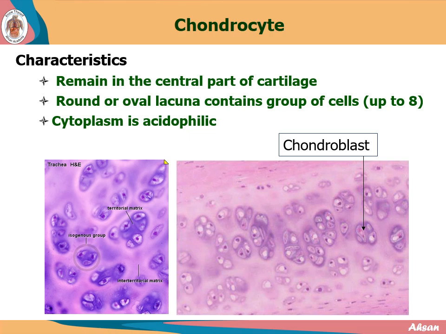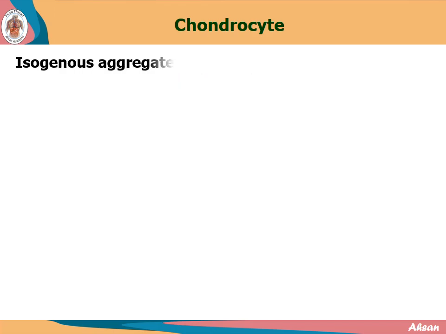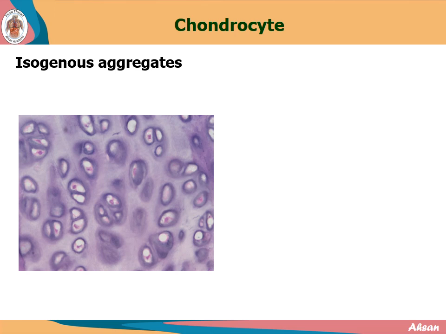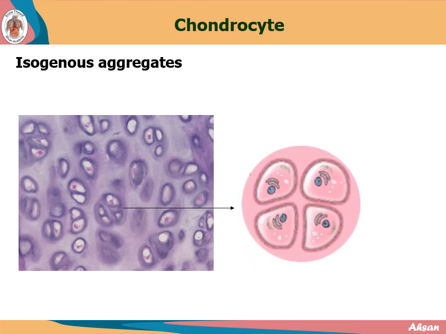And the cytoplasm of these cells is acidophilic, unlike the chondroblasts, which are basophilic, having basophilic cytoplasm. Each group is known as an isogenous group. For label one, you can see 4 cells in one group. So this is an isogenous group. What is isogenous aggregation? You can see this is one group, and it contains 4 cells.